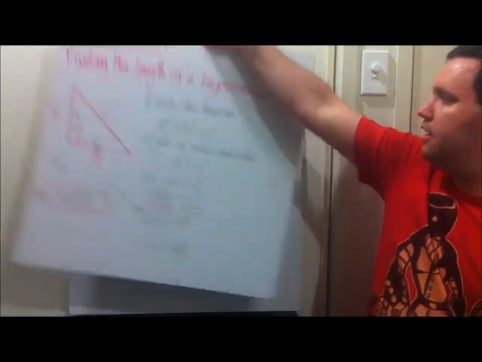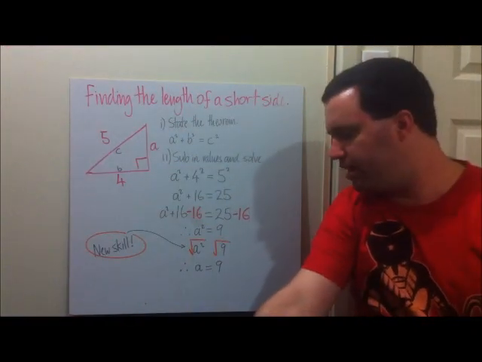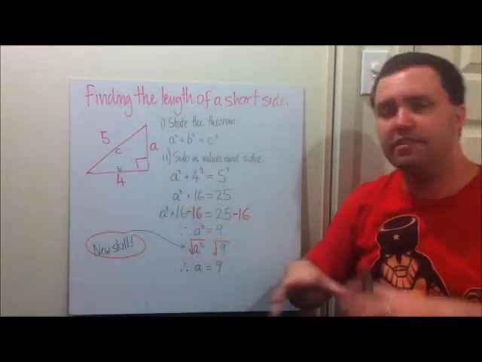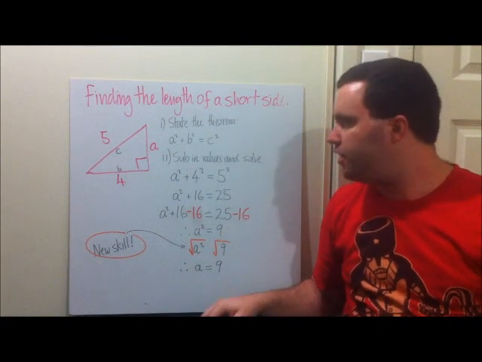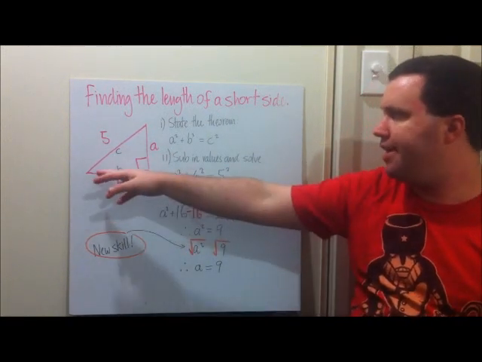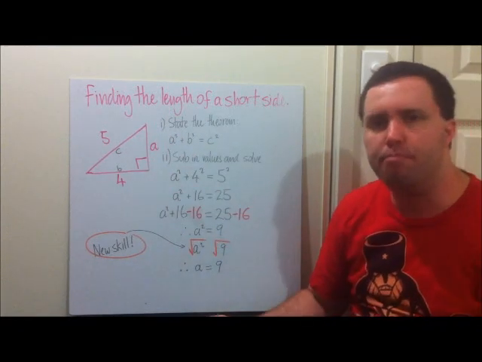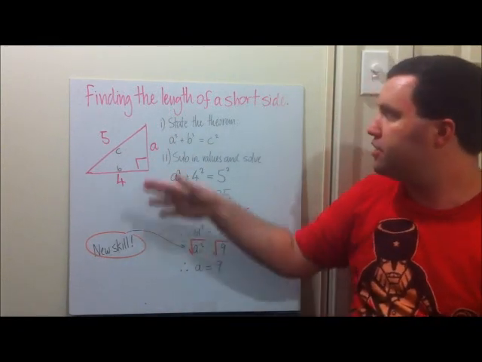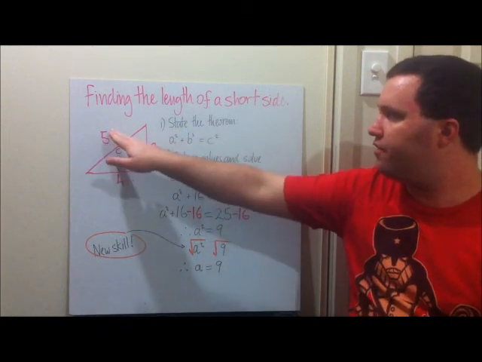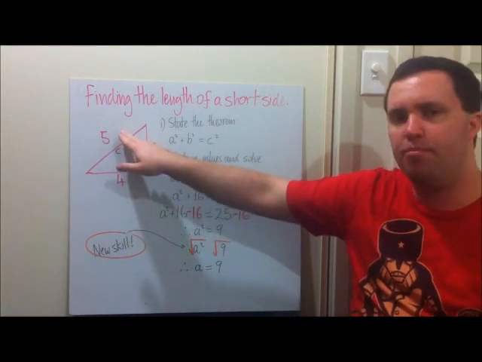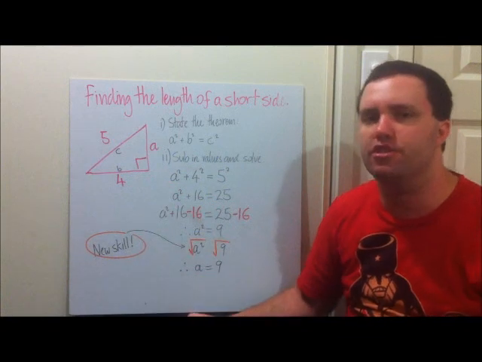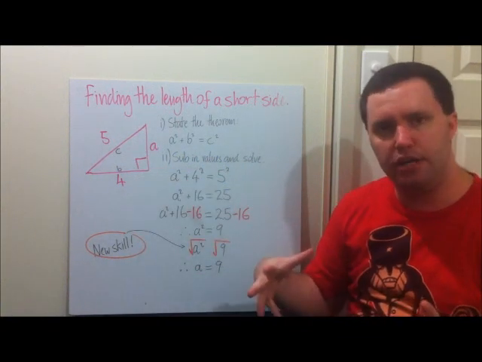Lastly, the other way that we're going to be using this is finding the length of a short side. So we might be talking about this could be a bridge or something. We need to lower a rope down, know how long it's going to be. So what we'll do, we've got 5 and 4. So 5 is our hypotenuse length. 4 is one of the short side lengths. And A is our unknown.